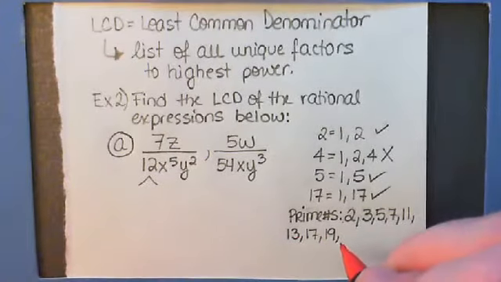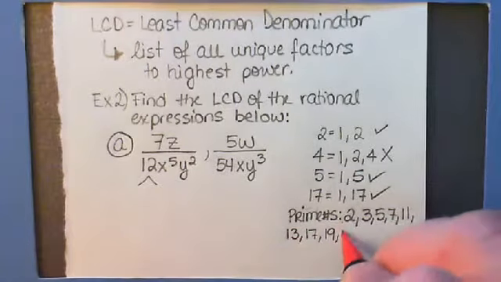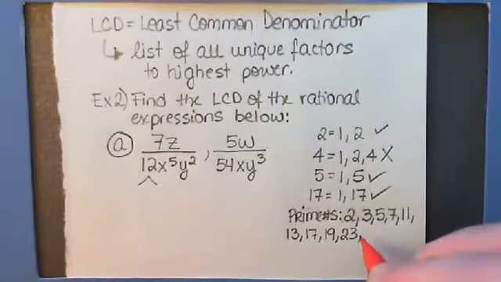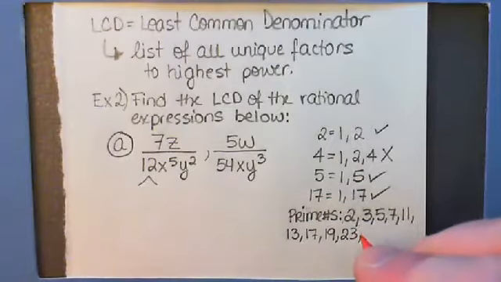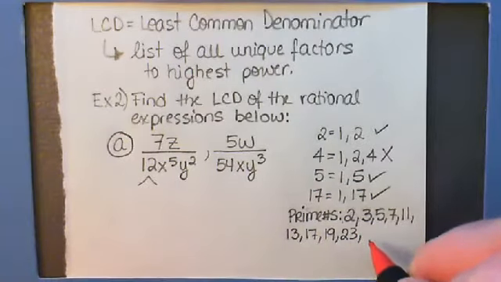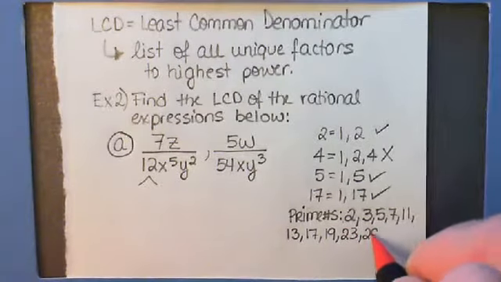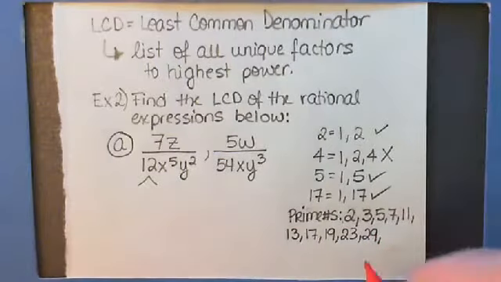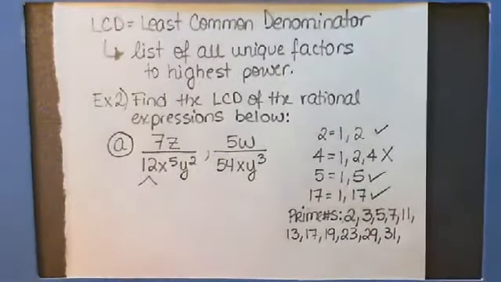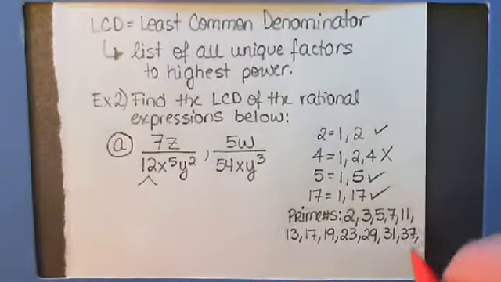20, 21, 22, 23 is a prime number. 24, 25, 26, 27, 28, 29 is a prime number. 30, 31 is a prime number. 33, 34, 35, 36, 37 is a prime number.